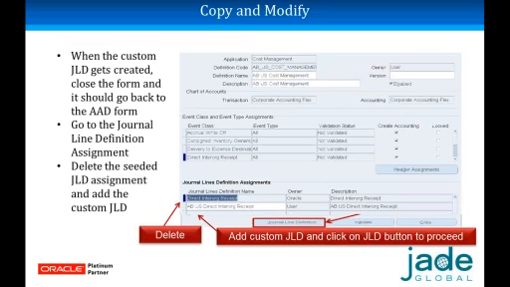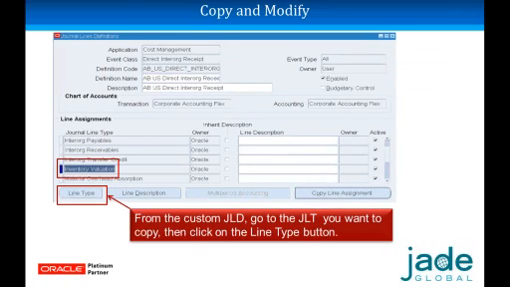When the custom JLD gets created, close the form and it should go back to the application accounting definition form. Go to the journal line definition assignment. Delete the seeded JLD assignment and add the custom JLD. And then click on the journal line definition to proceed. Now we are in the journal line definition form where you see the custom JLD.